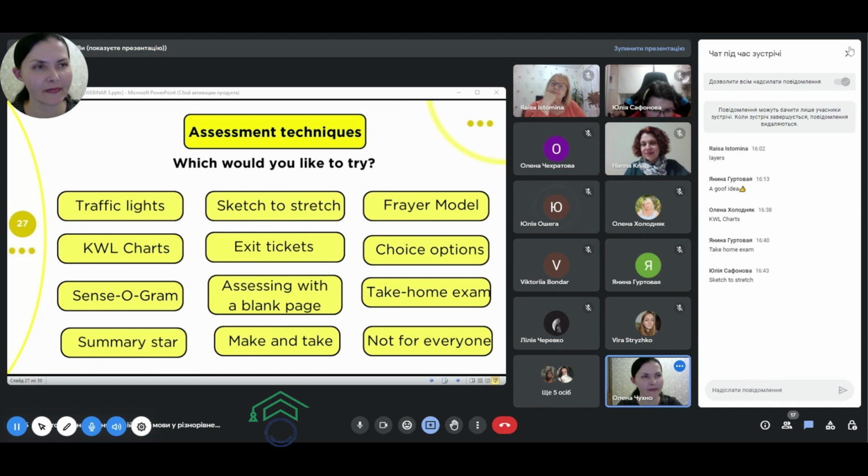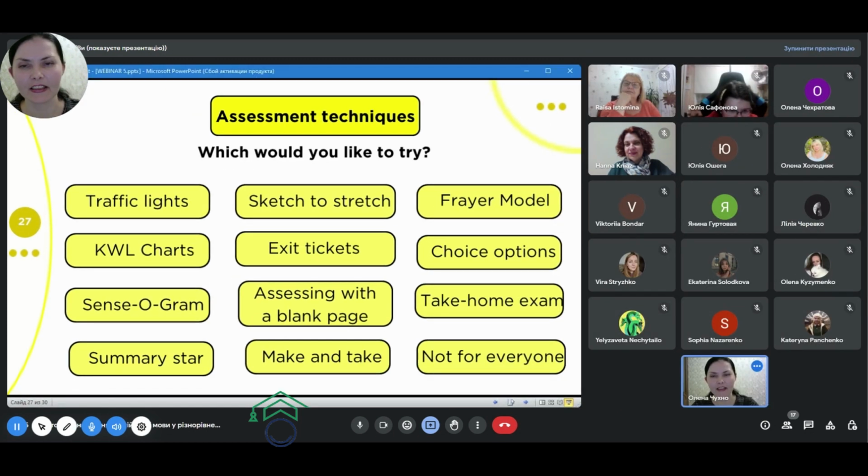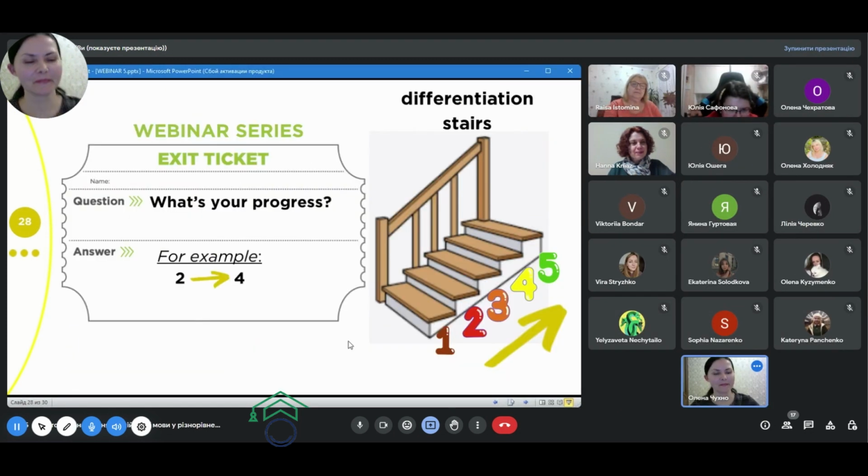Okay, that's it. Then that is our final webinar, and I can't let you go without this webinar series exit ticket. So here you can see differentiation stairs. Step one is actually you are a differentiation loser, so to say, and step 5 you are a differentiation master. So the question is, what's your progress?